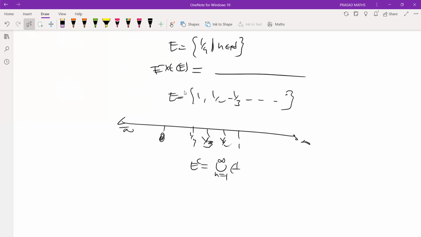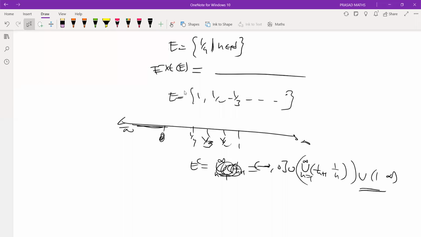What is my complement? My complement is -∞ to closed 0, union open 1 to 1 by n, and open 1 to infinity. Yes or no?